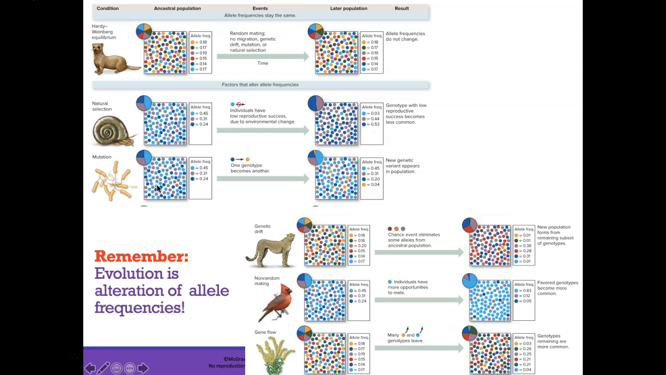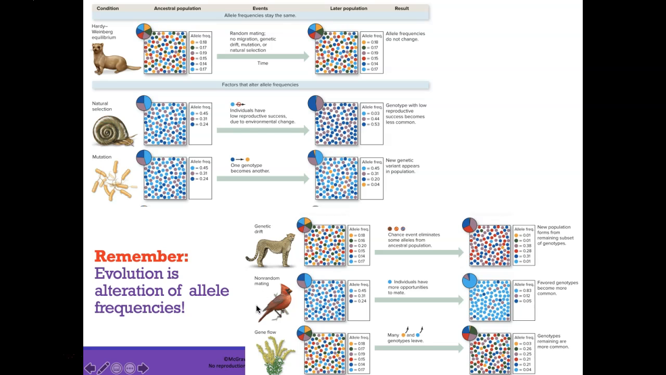We know that in mutation, one genotype could become another just randomly. So the allele frequencies will change just because there's the presence of a new genetic variant. Right, so also you should just note how these numbers of allele frequencies are changing in the ancestral population and the later population. We then spoke about genetic drift, where some chance event eliminates some alleles from the population, thus reducing the genetic diversity, like in the cheetahs over hunting.